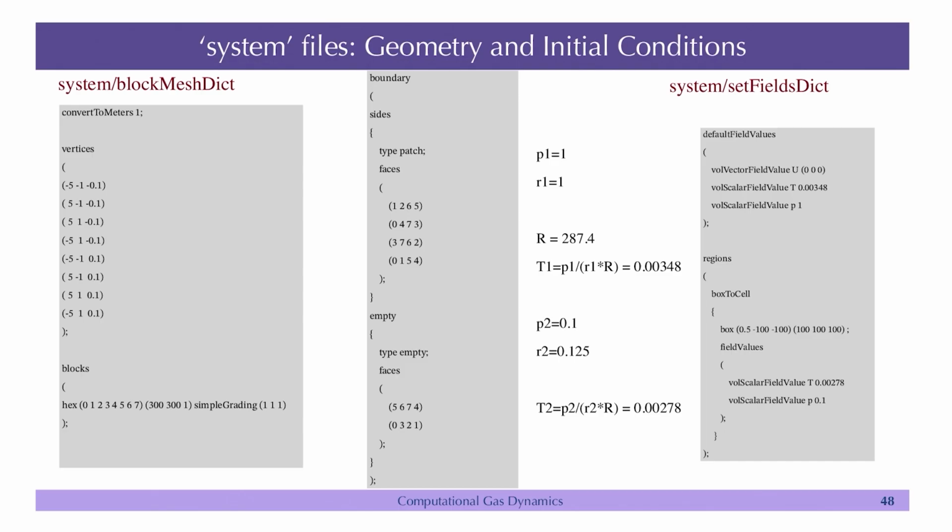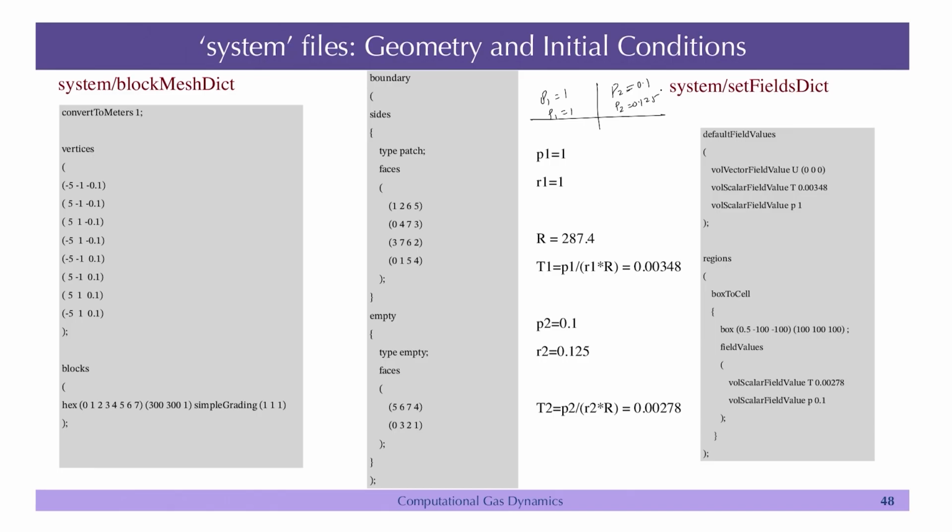Now, let us say you want to solve the problem of the shock tube. So, what is the condition that you have? You have P1 equal to 1 and rho1 equal to 1, and P2 equal to 0.1 and rho2 equal to 0.125. Remember, this is the shock tube problem.